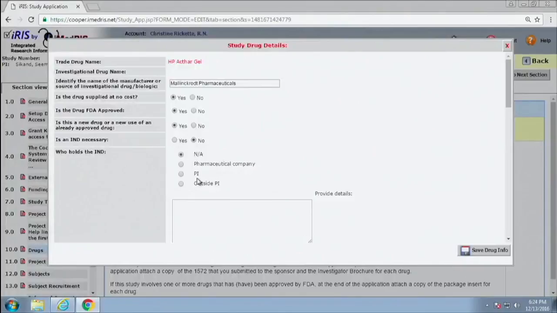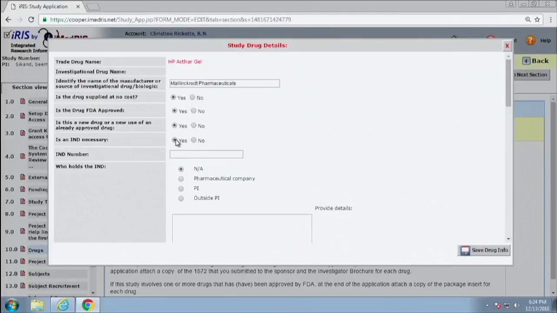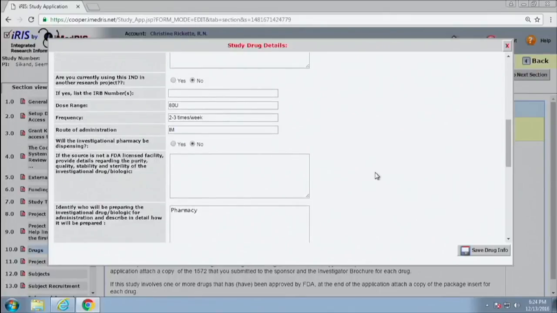They're going to ask you who is the manufacturer. Are you giving it to them at no cost? Is it FDA approved? Do you have an IND? If you said yes to this IND, then it would give you a box to put the IND number. A lot of times that'll be right on the first page of your protocol. And who holds the IND. Unusual dosage, frequency, etc.